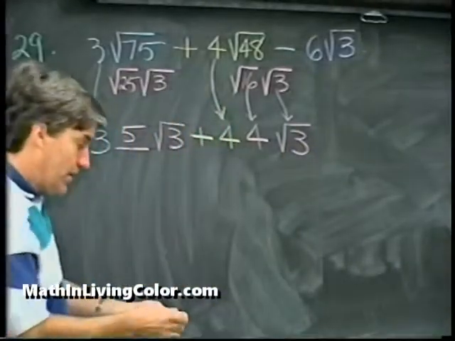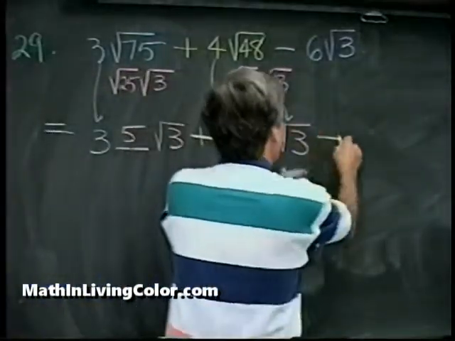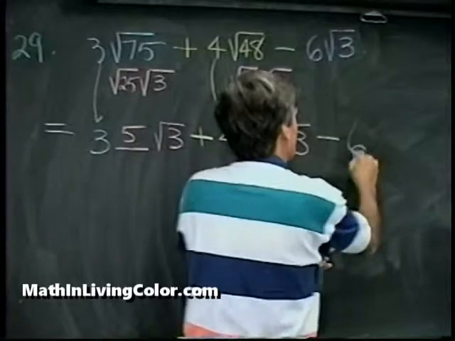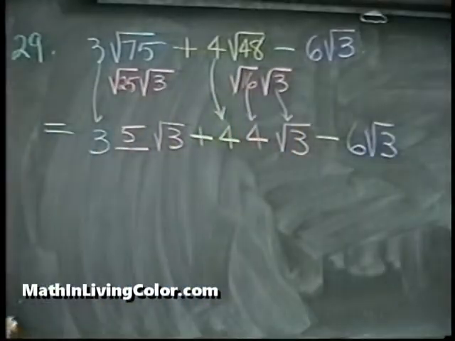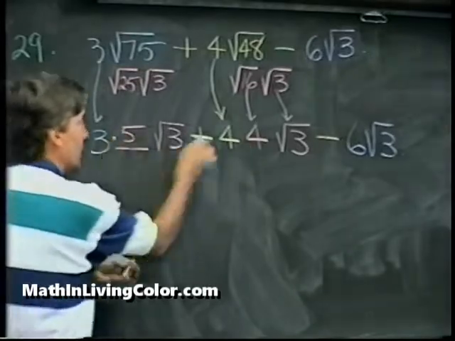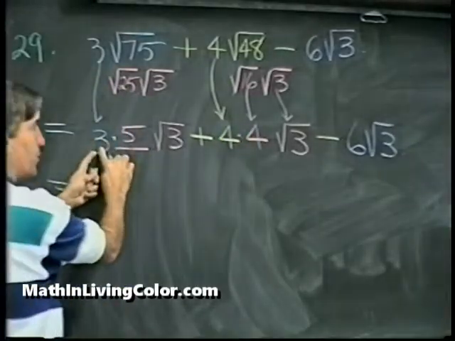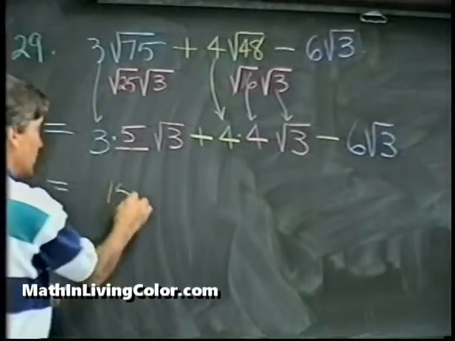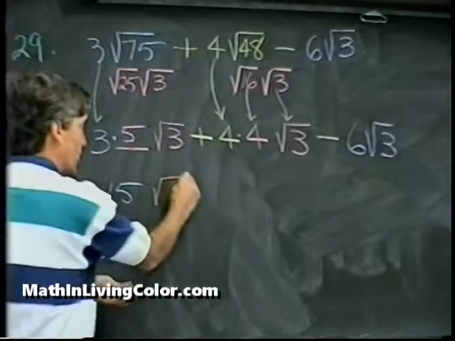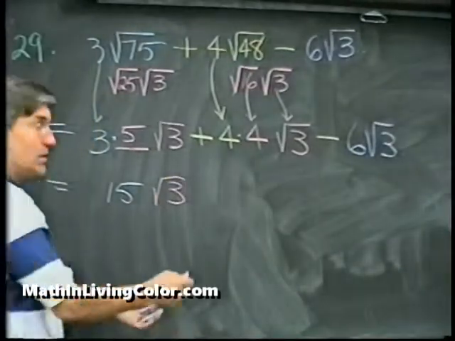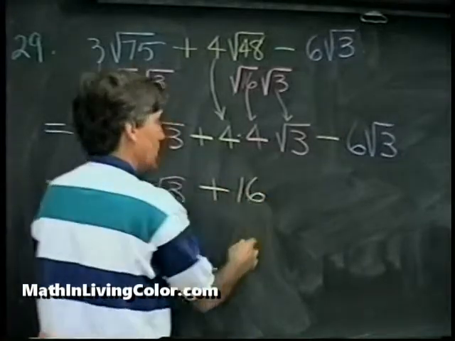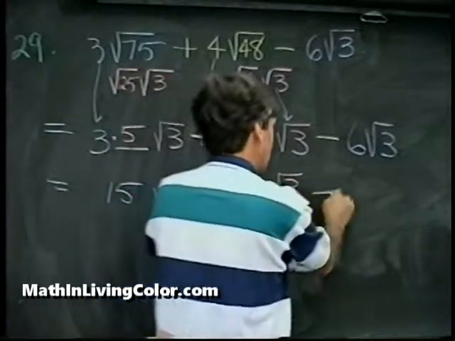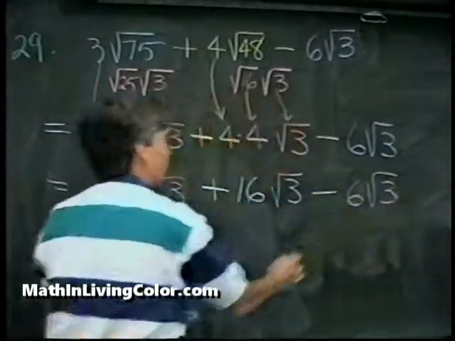And then for the last part down here, we'll just bring down what's up here. This 6 square root of 3 doesn't simplify, so that would just be bring down the 6 square root of 3. Okay? Now, let's clean it up a little bit. 3 times 5 would be 15. Okay, you can put that down, can't you? 15 square root of 3. And then what comes next? Plus 16 square root of 3. Okay? Minus 6 times the square root of 3.